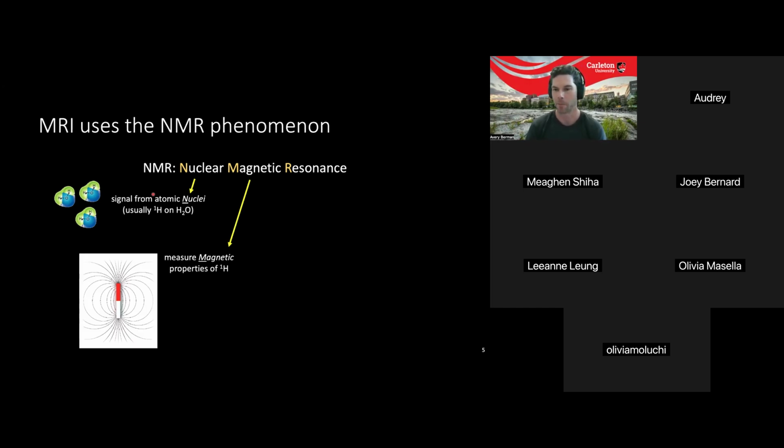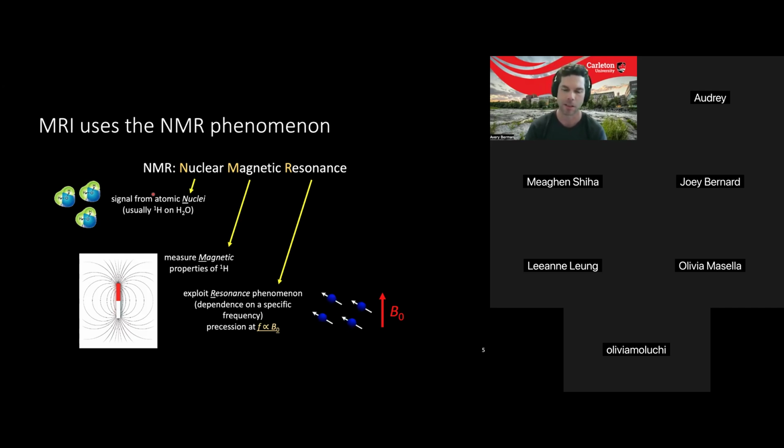We're exploiting some magnetic properties of the hydrogen nucleus, and that is that each proton has some spin magnetic moment that we're able to be sensitive to changes in the magnetic moment or the total magnetic moment within an imaging volume. And then finally, we're using a resonance phenomenon, which is a dependence on a specific frequency. In this case, we see a couple different emergences of this resonance phenomenon.